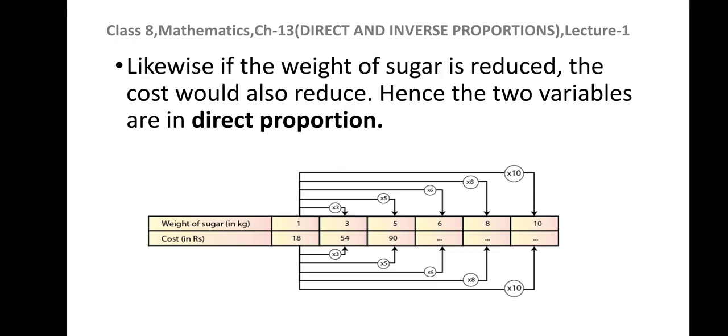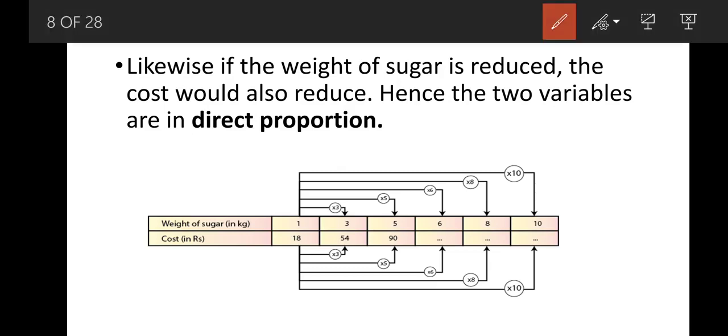If you look at this table, you will find that as I am increasing the weight of sugar in kgs, like firstly it was 1 kg, then 3 kg, 5, 6, 8, and likewise, the cost of sugar will also keep on increasing. It is quite obvious, if I need to buy more sugar, I need to pay more. So likewise, if the weight of the sugar is reduced, the cost would also reduce.